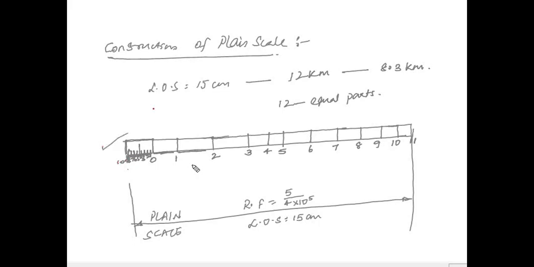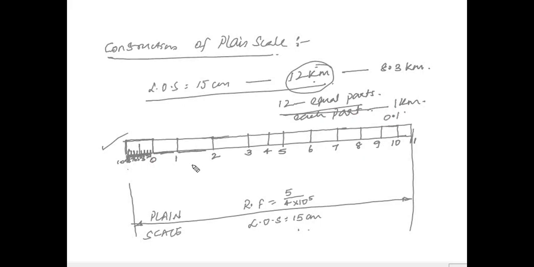Now this scale is a plane scale. Construction is done, right? Whatever length of scale we got, that is representing 12 kilometers. So I have constructed a scale of 15 centimeters which is representing 12 kilometers, and then I am dividing this scale into 12 equal parts. Each part is representing 1 kilometer. Now further I have divided this 1 kilometer into 10 equal parts, right? So each part will be 0.1 kilometer or 1 hectometer, right?